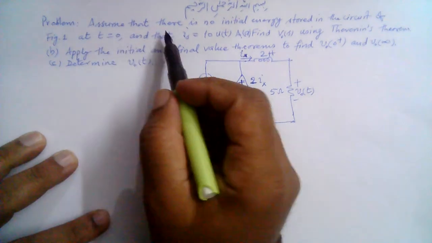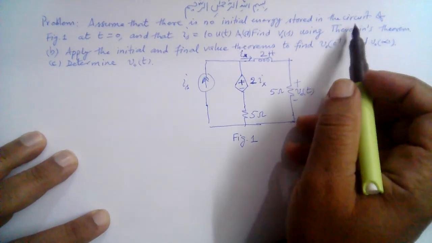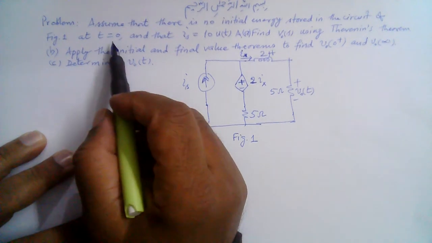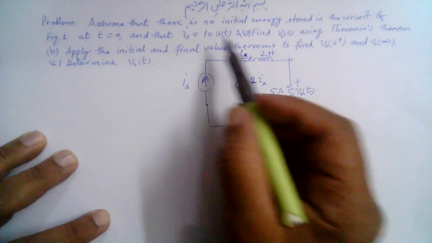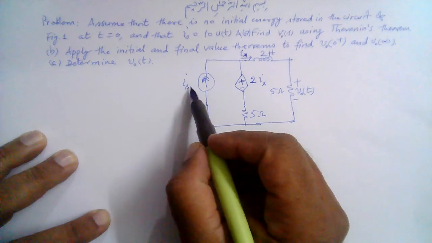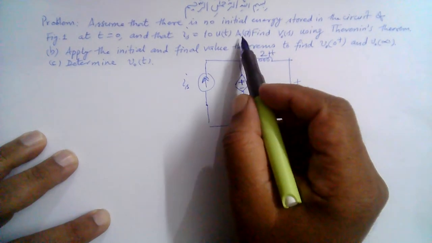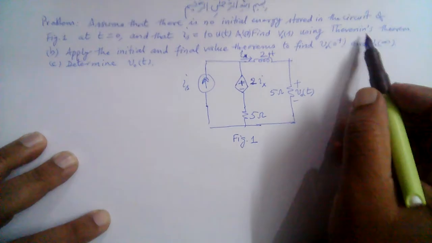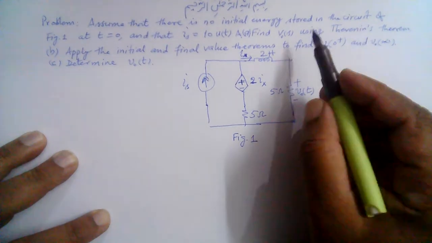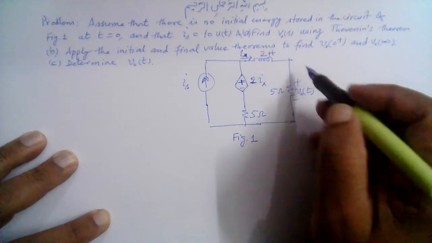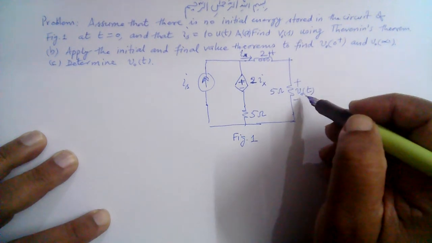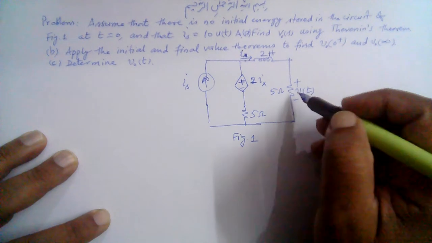Assume that there is no initial energy stored in the circuit of figure 1 at time t equals 0, and that Is is equal to 10 u of t. This is Is here, 10 u of t amperes. And part A, find V naught S using Thevenin's theorem. V naught S is the Laplace transform of this time domain voltage V naught T across this resistor, right?